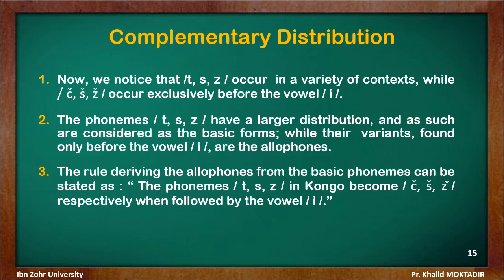So here's an example of how you go about solving a problem on complementary distribution. You first have to specify the different contexts. Then number two is to look for the frequency of occurrence of one of the two variants, that is, which one of the two variants satisfies the elsewhere condition and which one is limited to one single context. And finally, you just state the rule informally on how you derive the allophones from the basic phonemes.